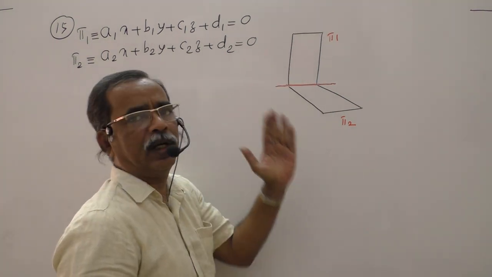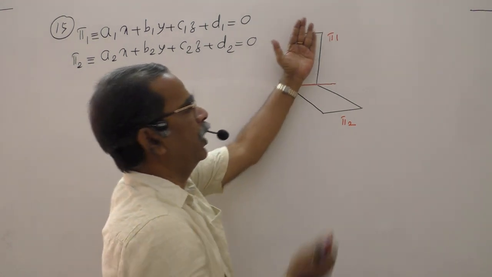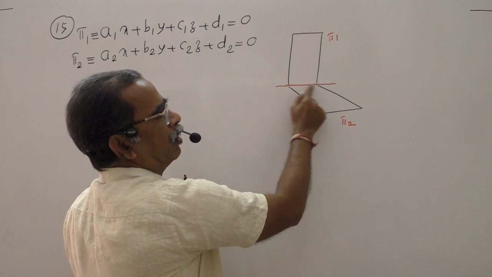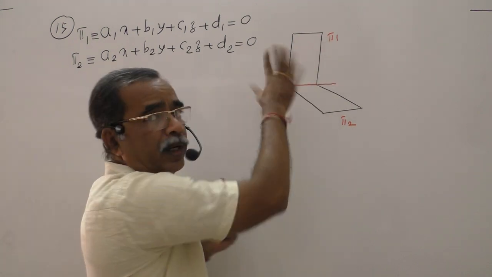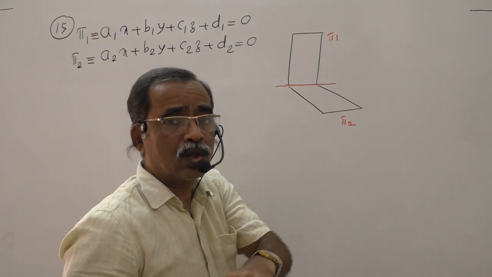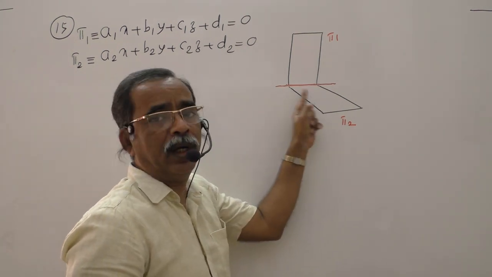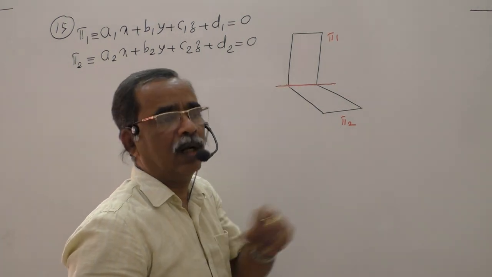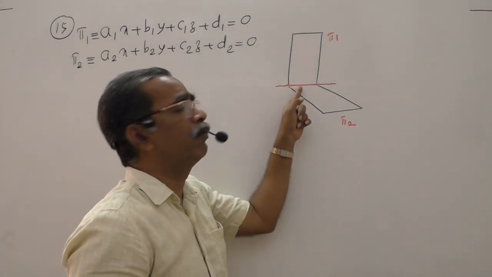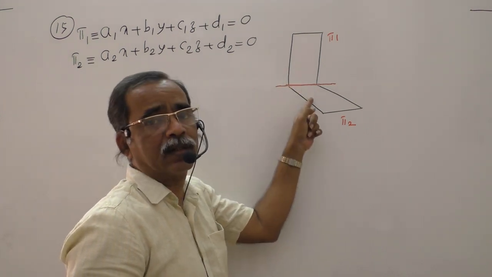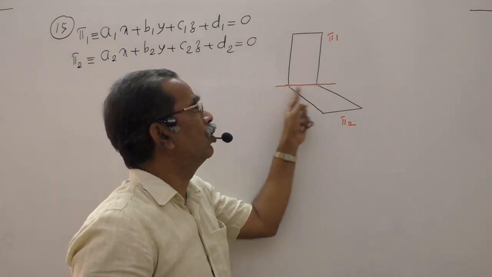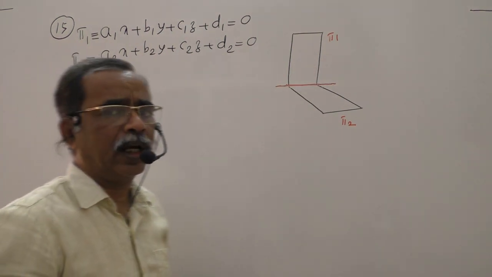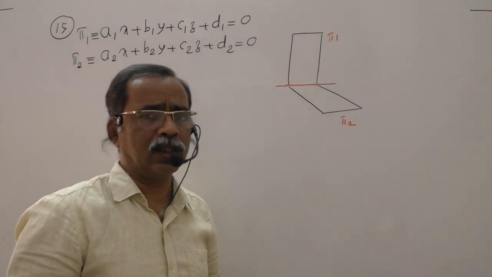If you suppose it is a textbook, this is one page, this is another page. In between, with the same line of connection, there can be many pages. For all those pages, this line will be the common thing. Such planes are called planes passing through the line of intersection of this plane and this plane. There can be many such planes.